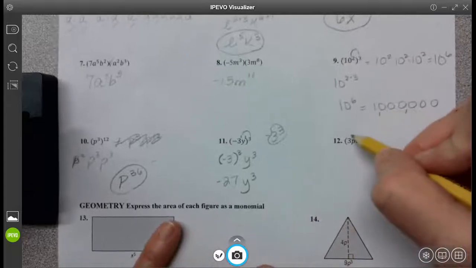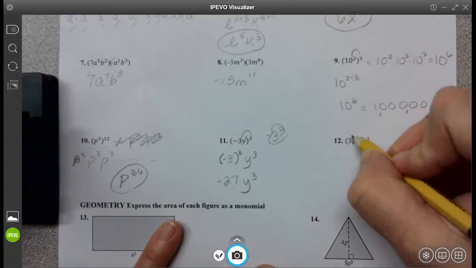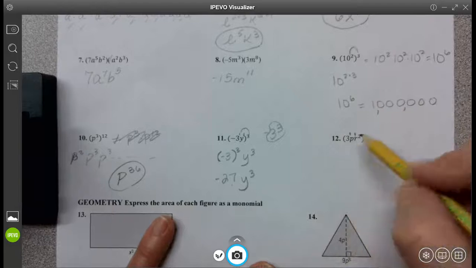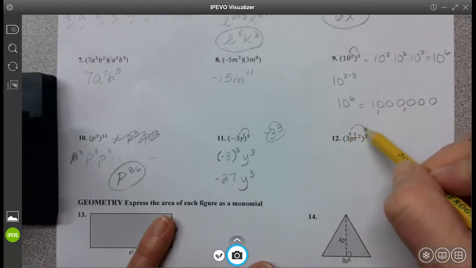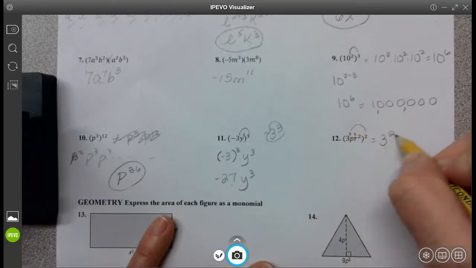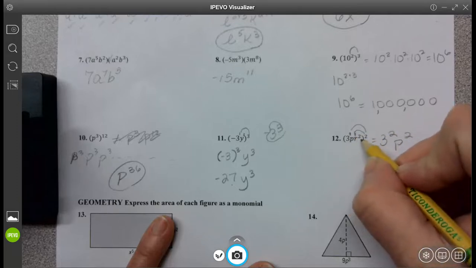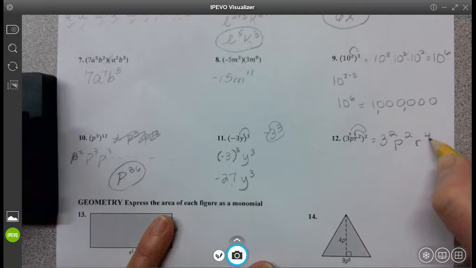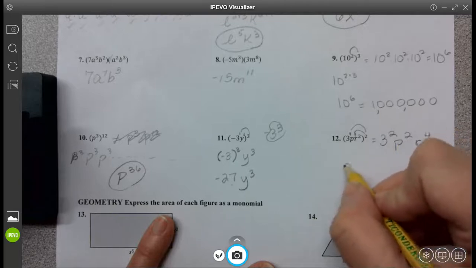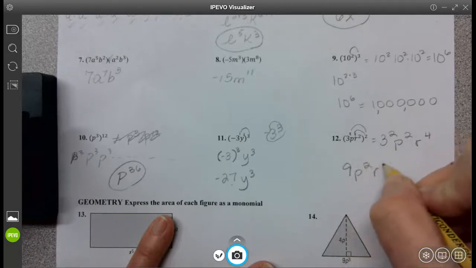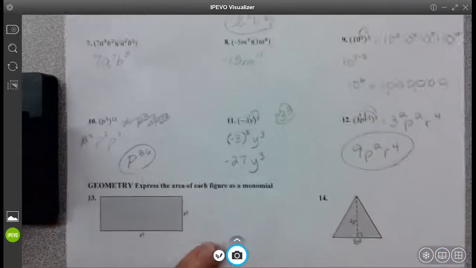And lastly, everything's being squared here. So I always make sure I have an exponent so I don't forget about each term. 3 to the 1st to the 2nd is 3 squared. P to the 1st to the 2nd is p squared. And r to the 2nd to the 2nd is r to the 4th. So our answer is 9p squared r to the 4th.